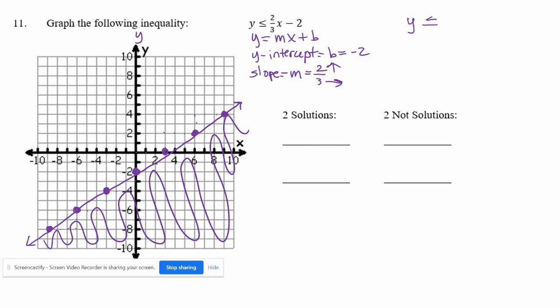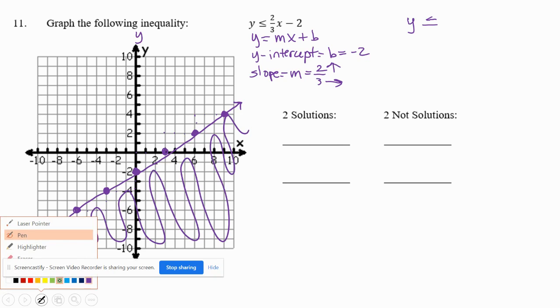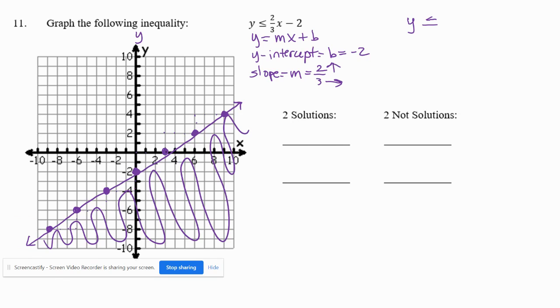So that would be the shaded region. Okay. We want points that are solutions. So again, several to choose from. Let's go with this one right here. That would be (8, -6).